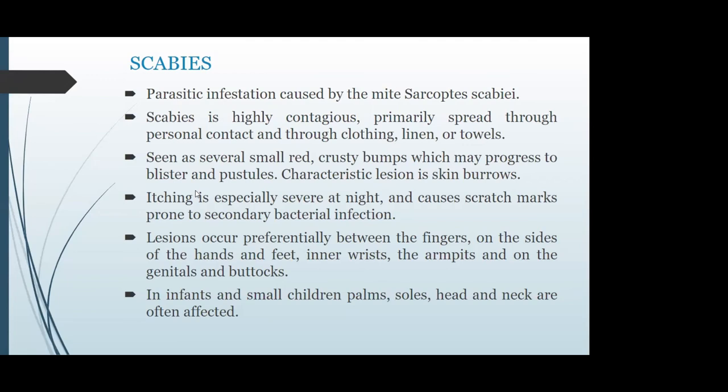We tend to see the lesions usually between the fingers, on the sides of the hands and feet, inner wrists, the armpits, even the diaper regions. You can get scabies there. But in our very young children, we tend to see it more on the palms, the soles, the head and neck, and of course also the diaper regions. Next slide, please.